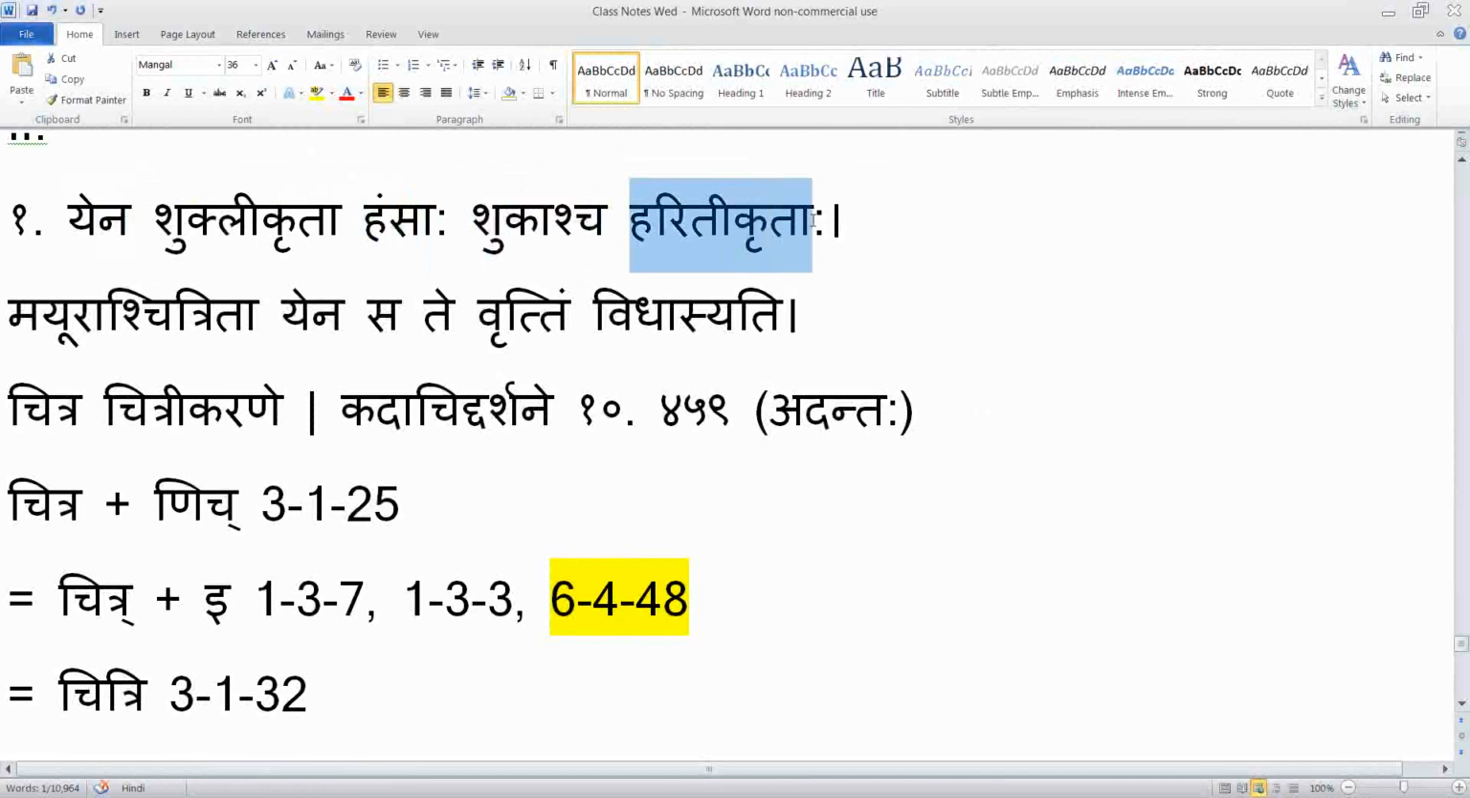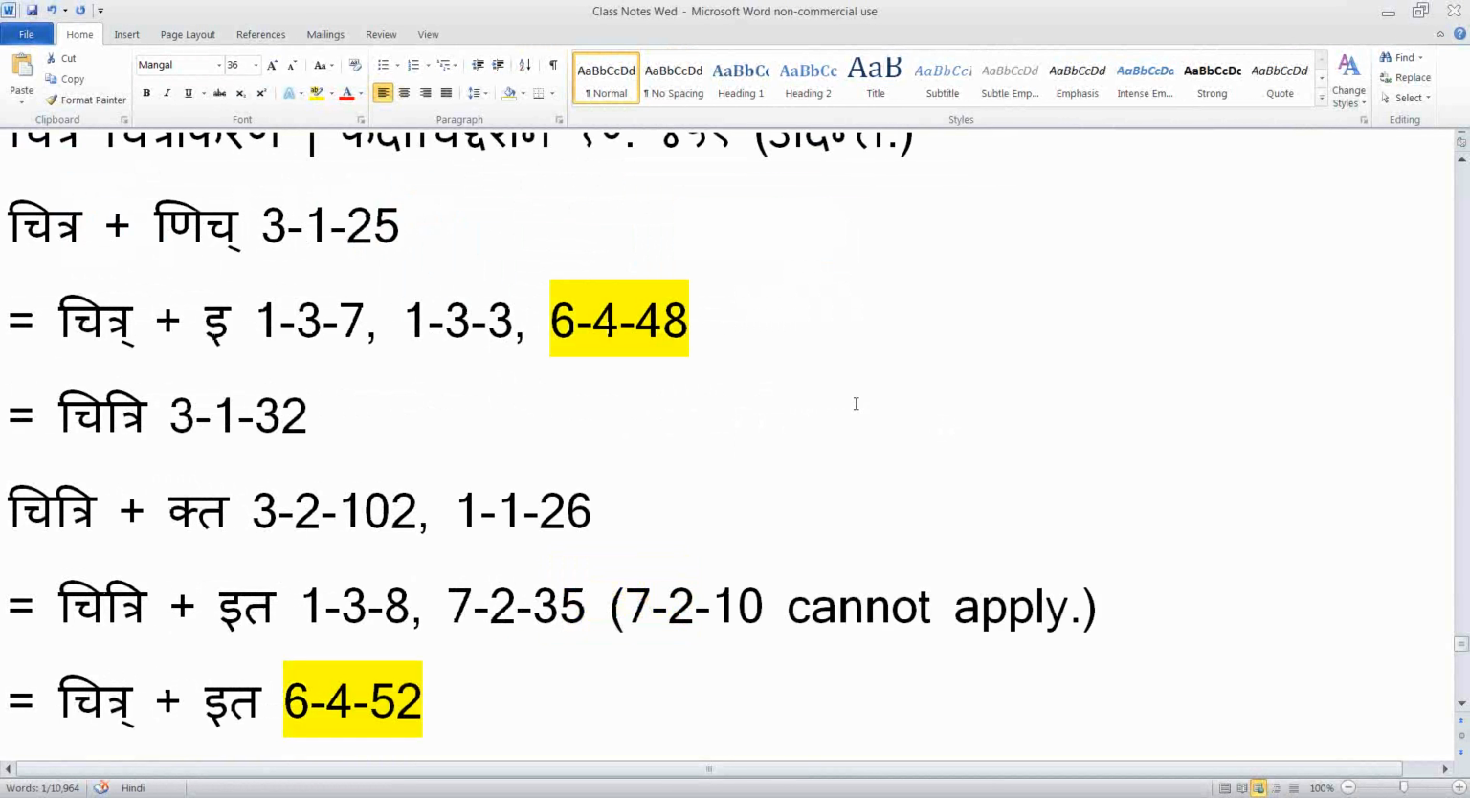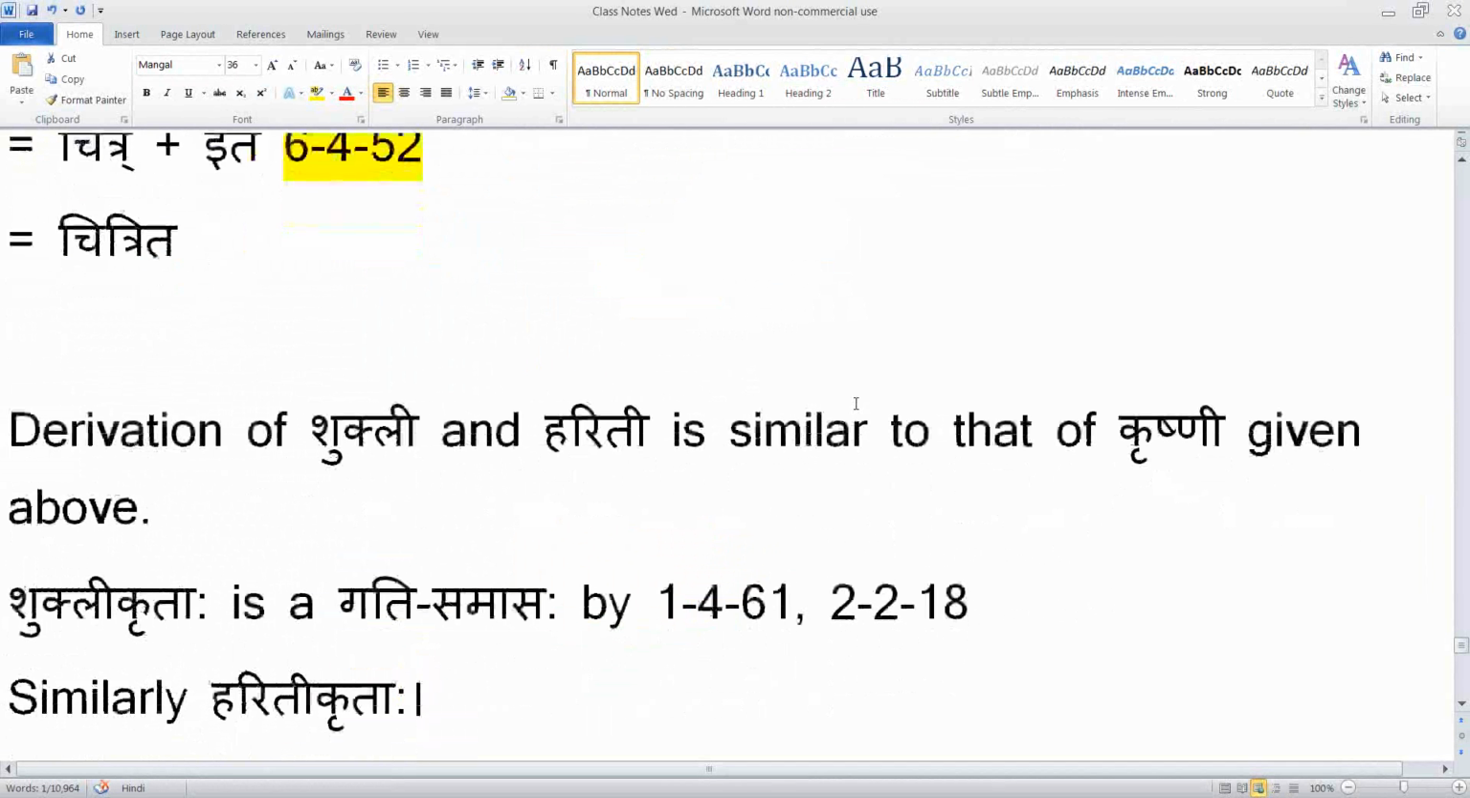Hariti kritaha. Of course, once you have formed hariti, let's finish up this one: is the gati samasa coming, because of urya adi chvi dacha ascha, urya adi chvi. So let's not forget the last step here also.